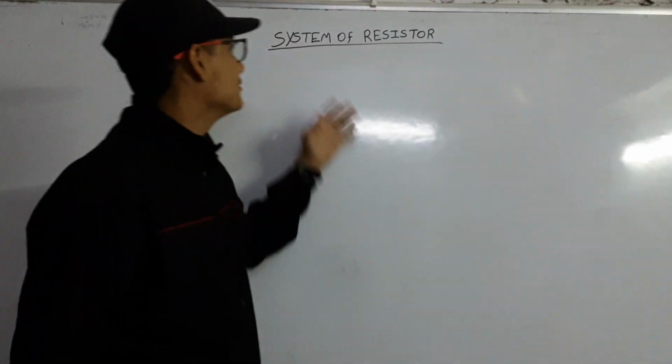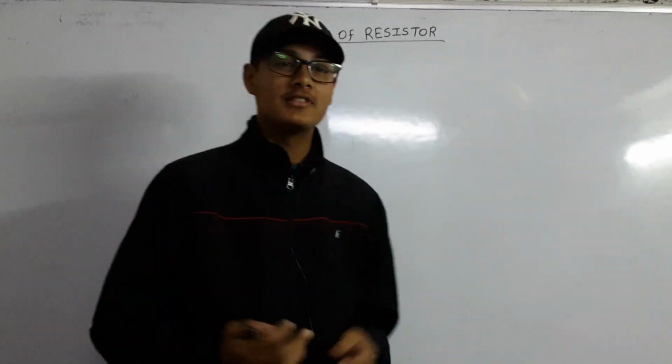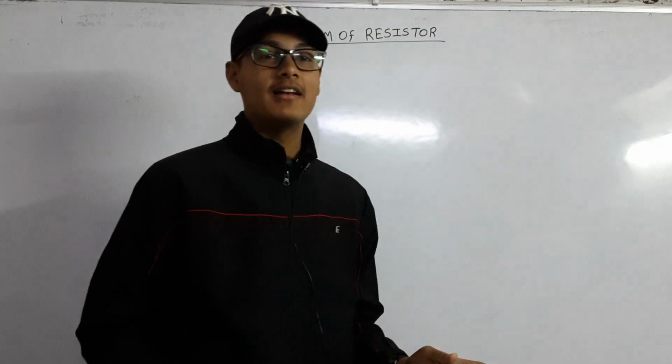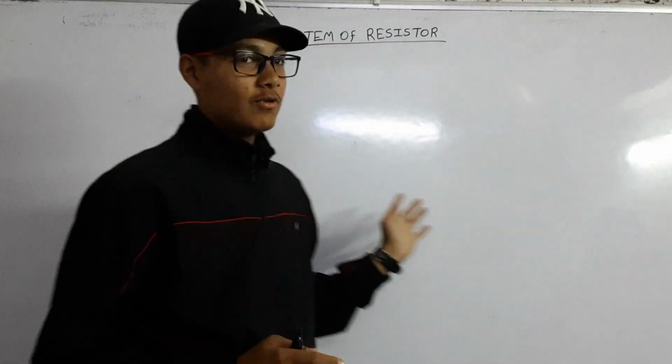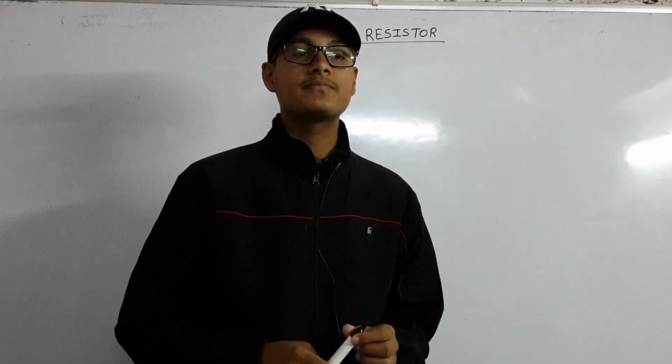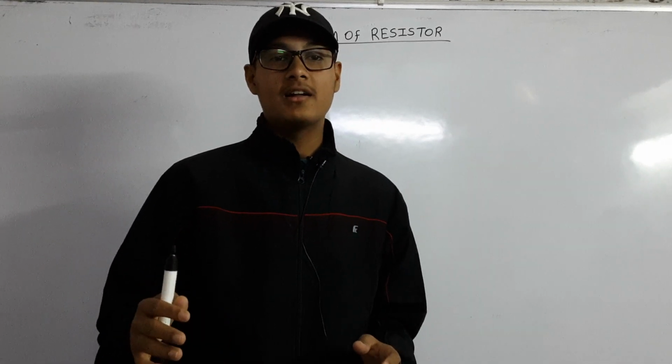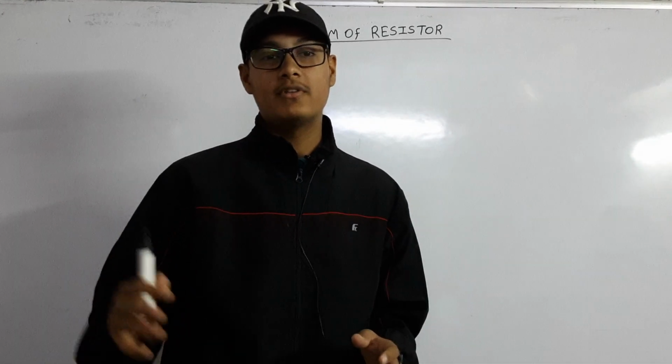Today I will be teaching you system of resistor. So system of resistor contains two parts, one is series and one is parallel. So what is series and what is parallel? We will learn them one by one. So first, series. Series is a system of resistor where resistors are placed one by one or after each other.